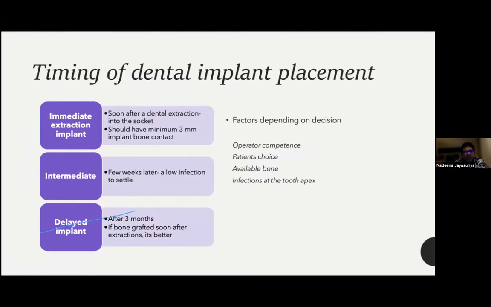But the traditional, most successful way, and if you're a beginner, the best way to start implant treatment, is as a delayed treatment. That means you extract the tooth, wait for 3 months, assess the amount of bone, and then do the implant.